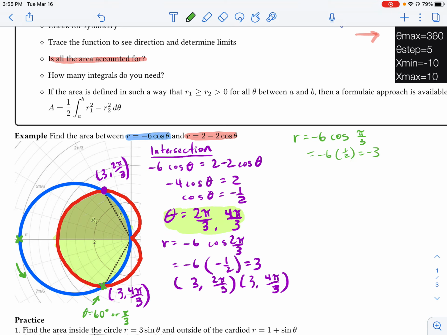When you go ahead and try plugging pi over 3 into our cardioid, 2 minus 2 times cosine of pi over 3, what does that give us? That's 2 minus 2 times 1/2, which is 1. So we're seeing that the angle pi over 3 is giving us different r values. Again, to reiterate, although it visually may look like a point of intersection, it is not actually a point of intersection.